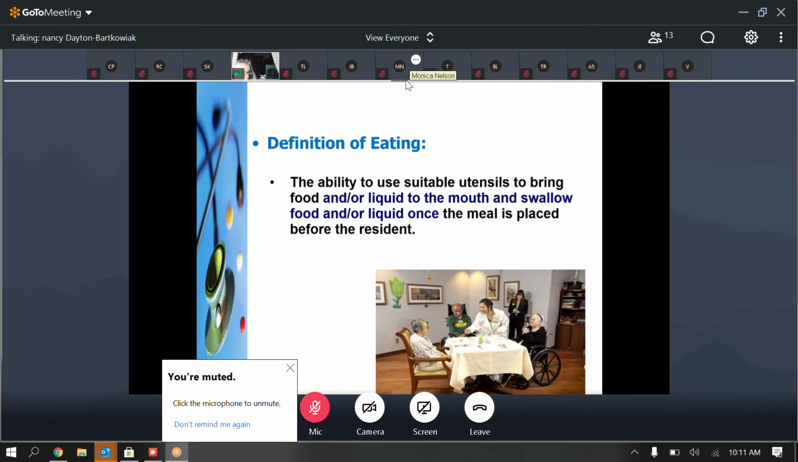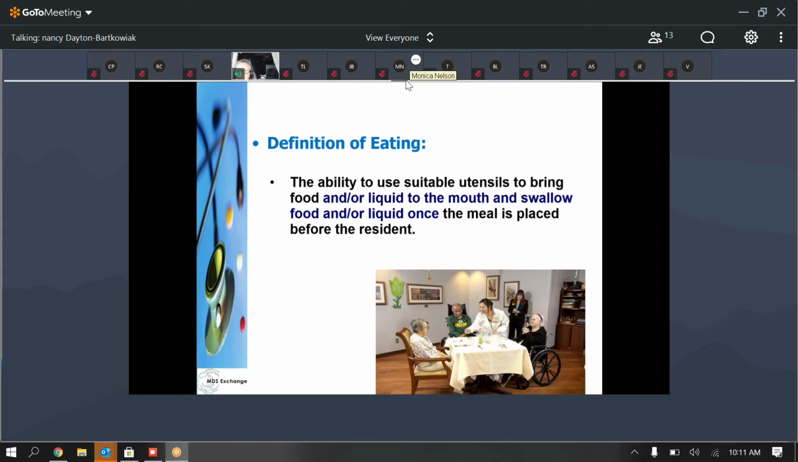So starting with eating. This is going to be the ability to use suitable utensils to bring food and or liquid to the mouth and swallow food or liquid once the meal is placed before the resident. So it's the ability to use forks, spoons, and knives, how they use them, and how they're able to swallow.